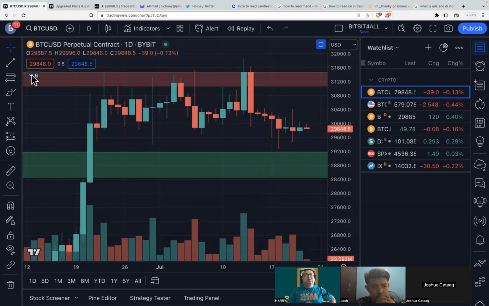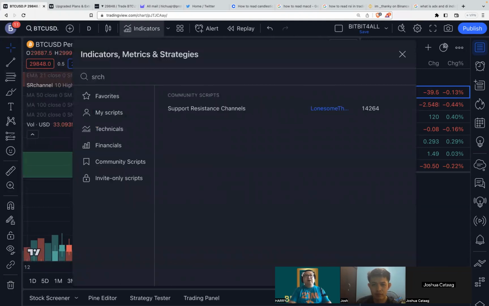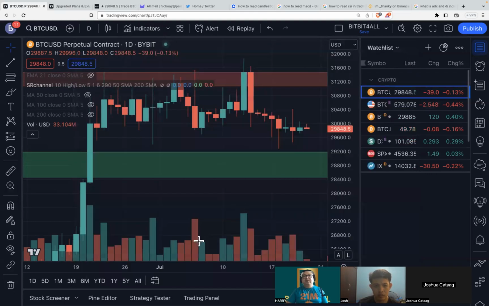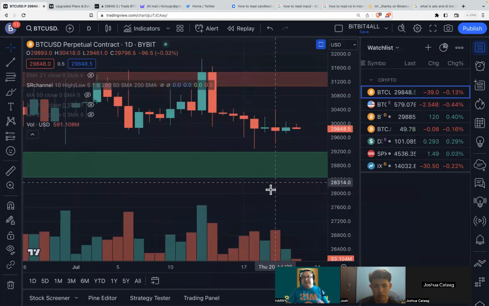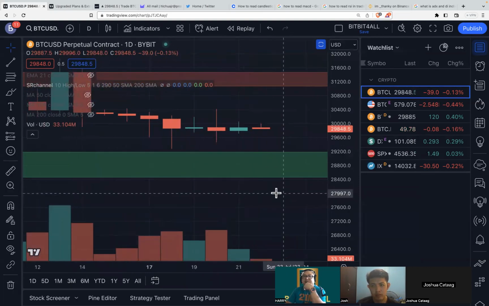So, saan yung support and resistance ko? So itong SR channel. So dito sa indicator, add ka ng SR channel. Support and resistance channels. Lonesome T ba to? So, siya yan. I-add mo lang yan. Kasi importante talaga ito. Ito talaga yung parang ginagamit ko when to enter, when to exit, where to enter. Okay? Anong price ka papasok, anong price ka mag-exit.